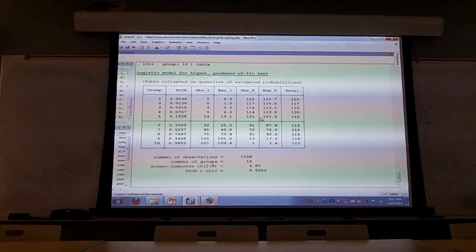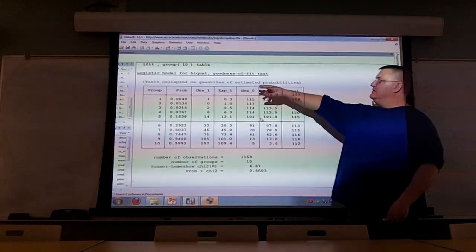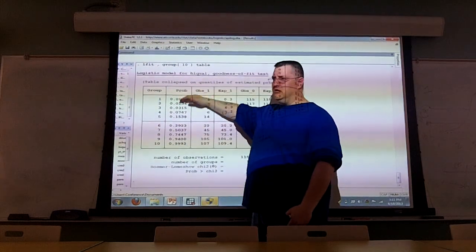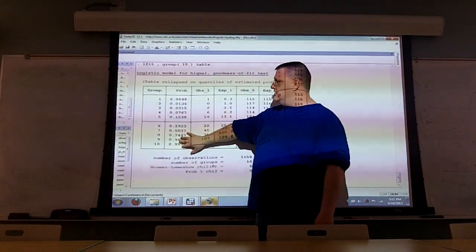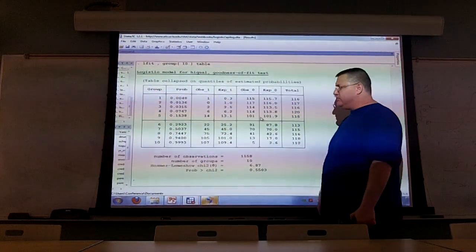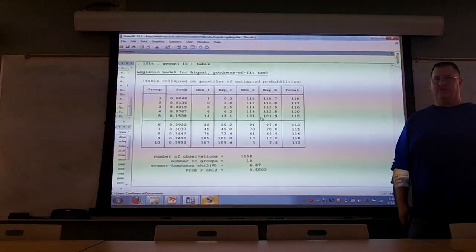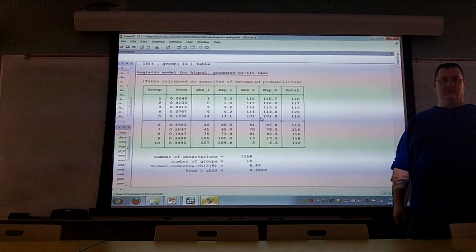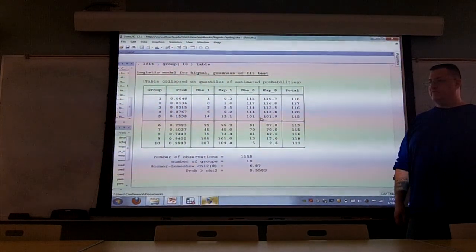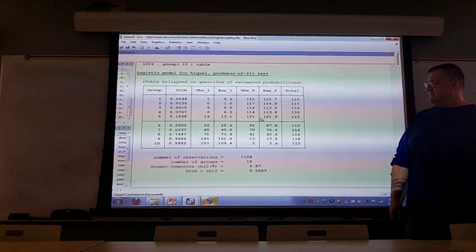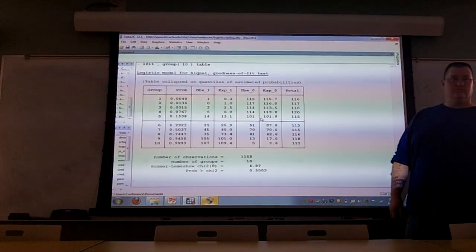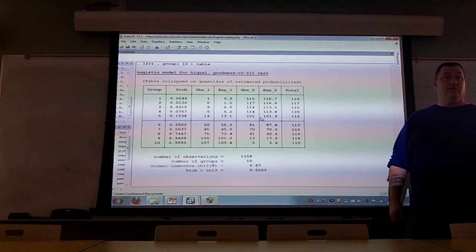If you change that 10, it would just have fewer or more categories here. But what we're looking at here is really a 2 by 10 chi-square table. Make sense? Remember, with a chi-square, we're looking for a test of independence. The groups are defined by the probabilities.